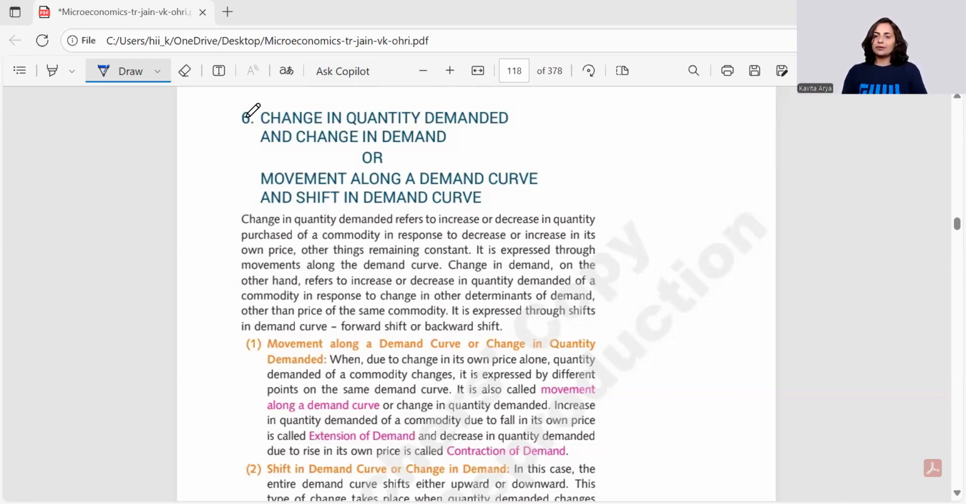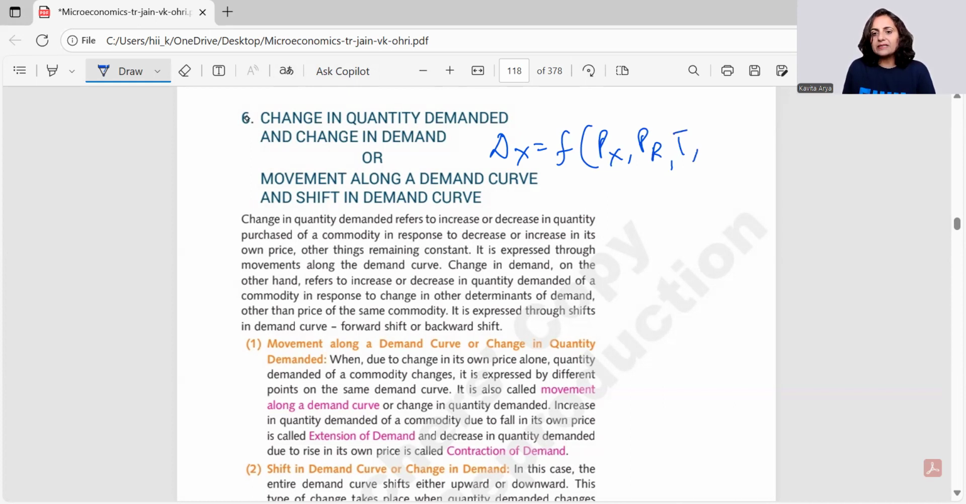So let's continue from the previous concept, and we had change in quantity demanded versus change in demand and movement along the demand curve or shift in the demand curve. Before proceeding any further, I would just take you back to this demand function which we have already studied. Demand of X is a function of price of X, price of related goods, taste preferences, income, and expected changes in the future prices, right?